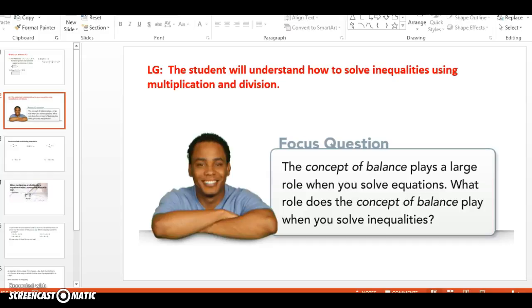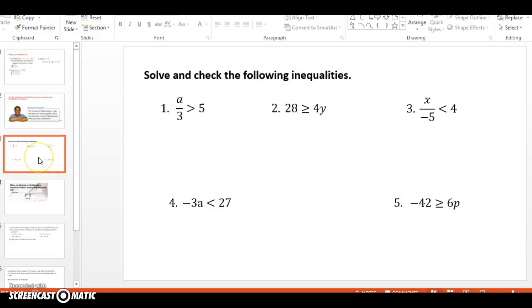Okay, so let's look at these. This is exactly the same as the ones that we worked previously with equations, except there's going to be one little thing that happens here. All right, so we're going to start with drawing our line.